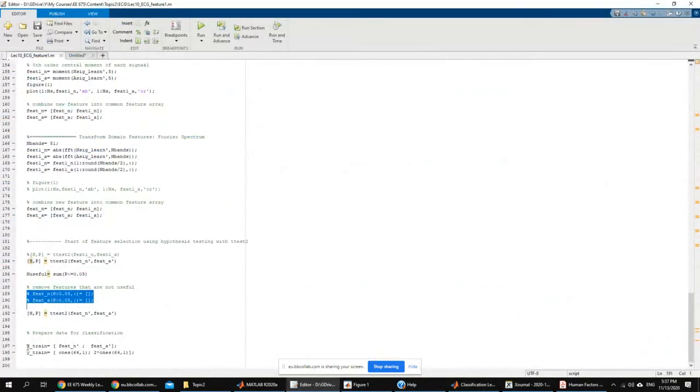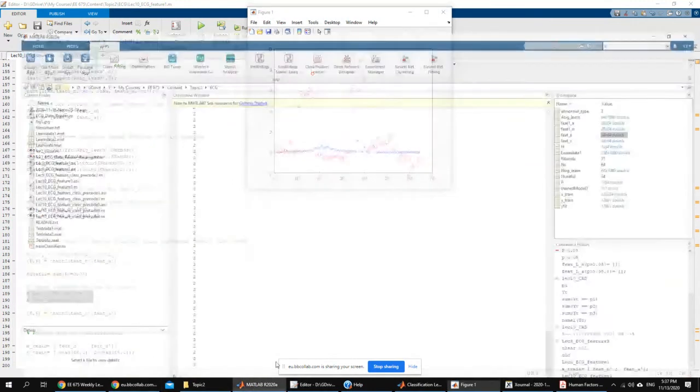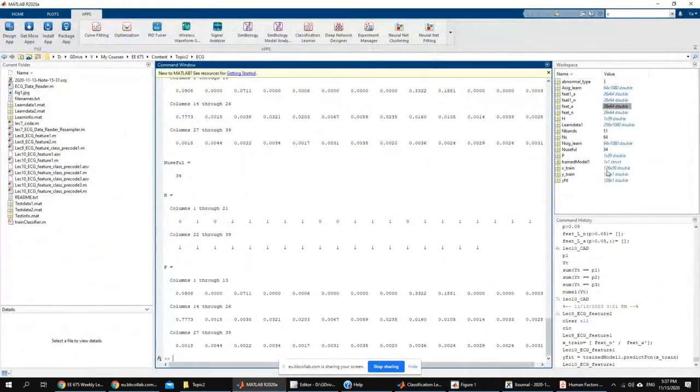When I do that, the X train and Y train will now have the 5 features that were not useful. Let's see if they will affect the results or not. So now X train is 128 by 39, not 34, because the 5 features were added.